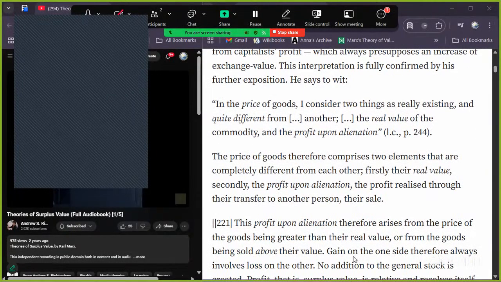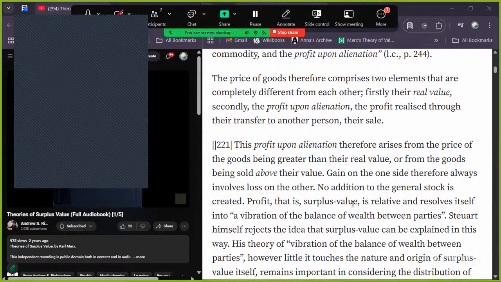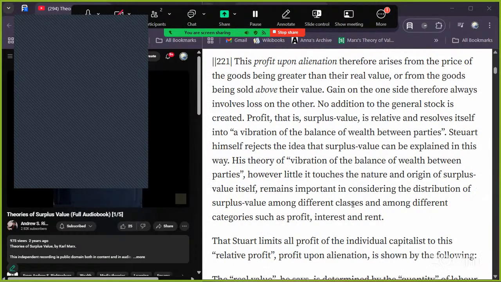He says, to wit, quote, "In the price of goods, I consider two things as really existing, and quite different from one another, the real value of the commodity and the profit upon alienation." End quote. The price of goods therefore comprises two elements that are completely different from each other. Firstly, their real value, and secondly, the profit upon alienation, the profit realized through their transfer to another person, their sale. This profit upon alienation therefore arises from the price of goods being greater than their real value, or from the goods being sold above their value.